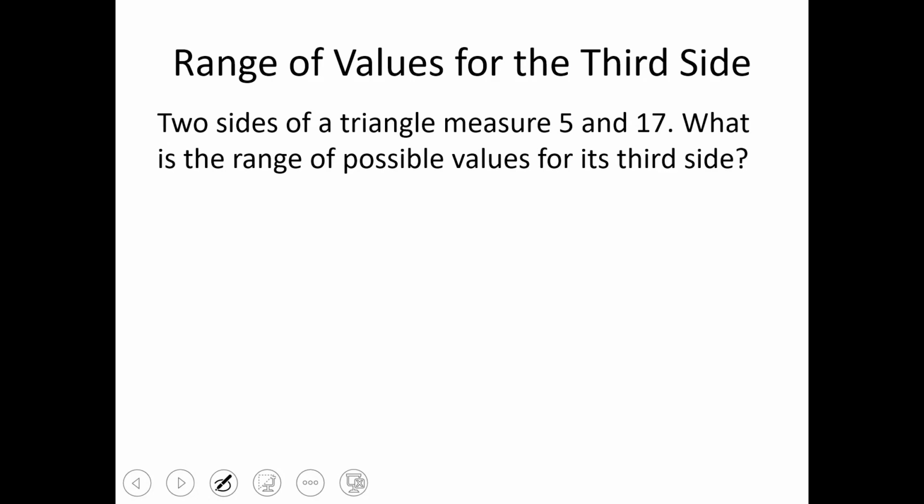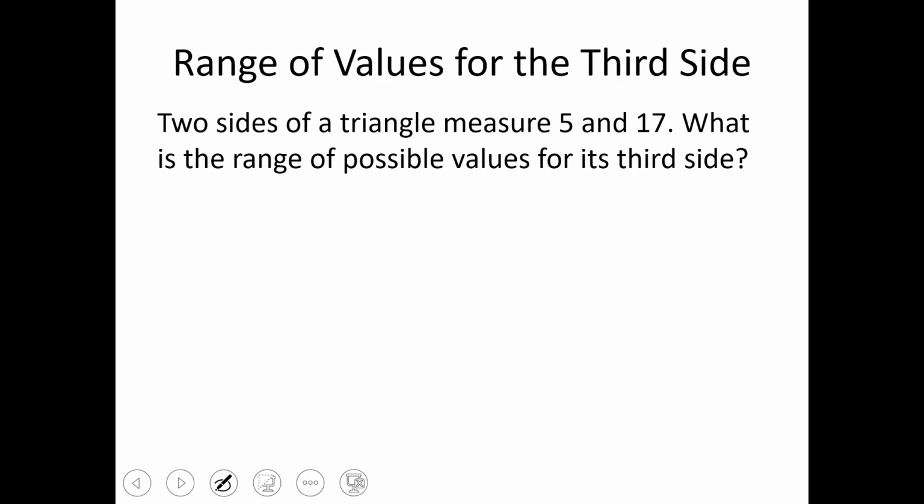Now, here's a nice little application of this. Let's say that we have a triangle that has two sides that measure 5 and 17. What's the range of possible values for the third side? Okay, like, I don't know, a million. I mean, obviously a million couldn't be the third side length. But it seems to me fairly obvious that 17 could be, because it would be isosceles in that case, and that would be possible, right? So what's the range of possible values?